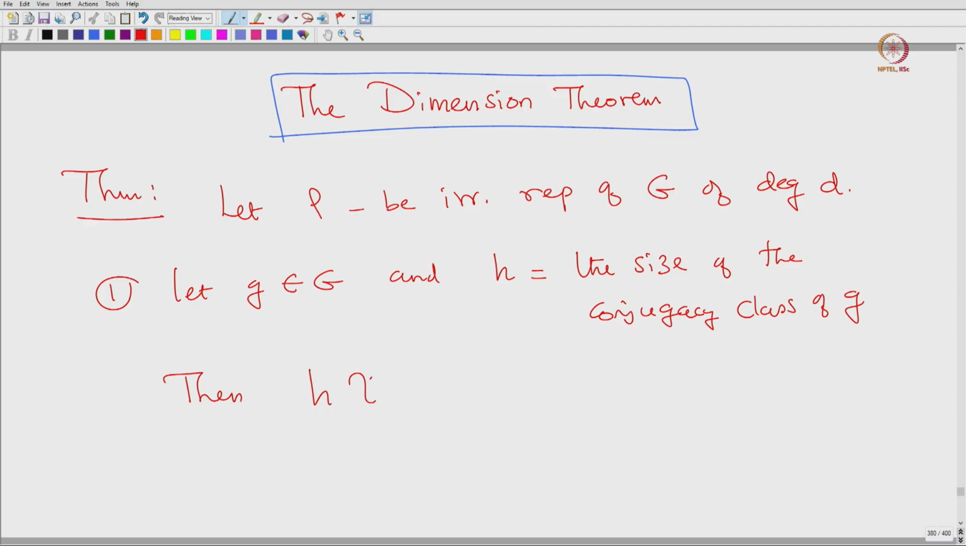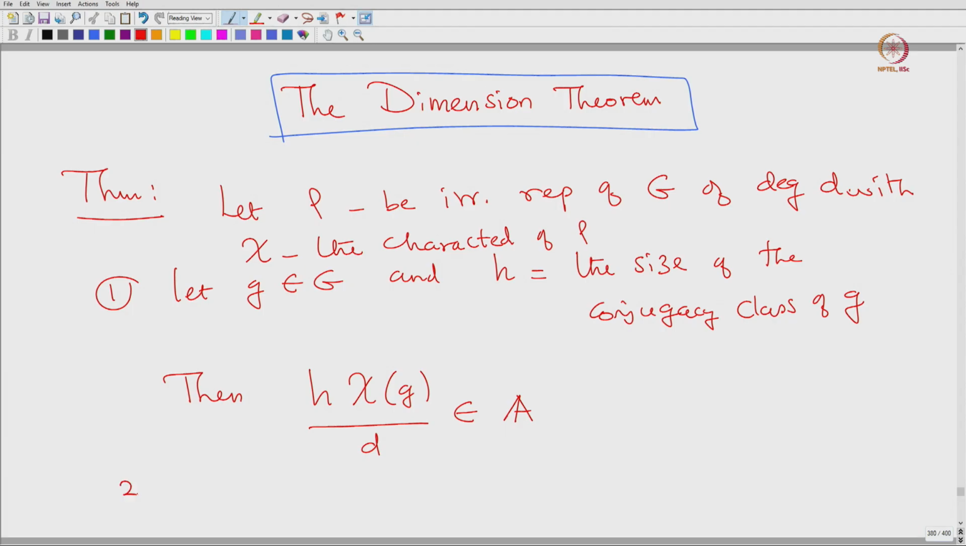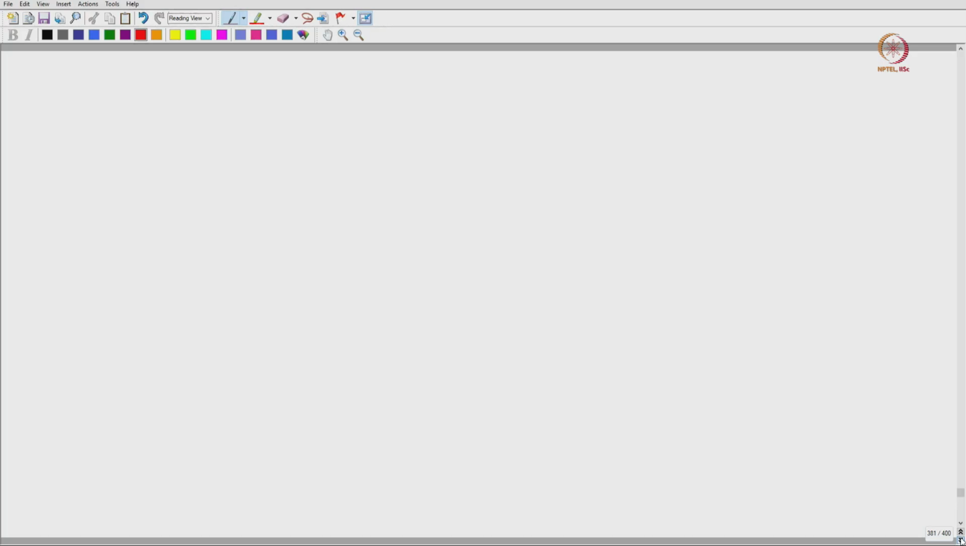Then we can look at the number h times chi of g divided by D. This is indeed an algebraic integer, where chi is the character of rho. As a consequence, once we know this for all irreducible representations, we will be able to prove that D divides the cardinality of G. So, let us see the proof of 2 assuming 1.